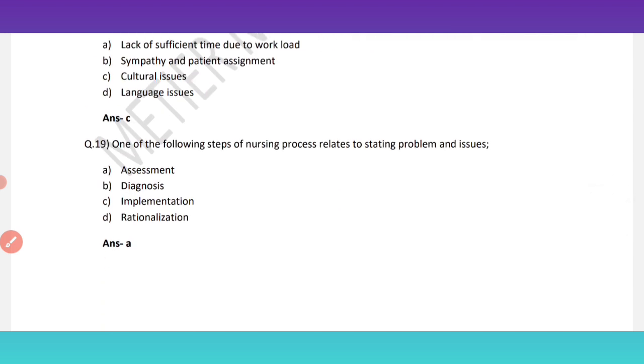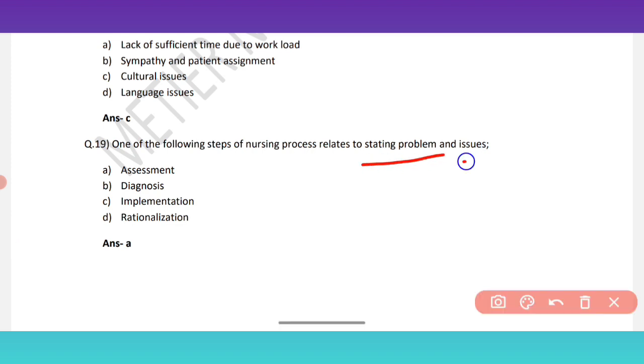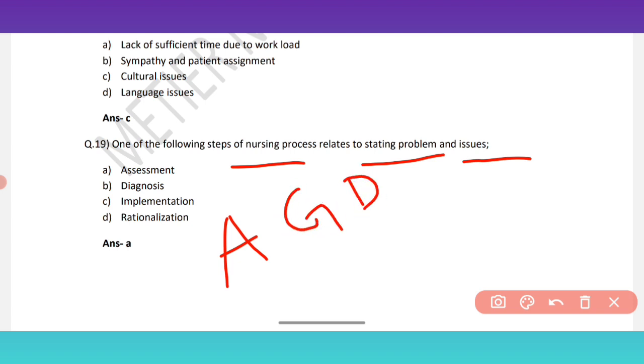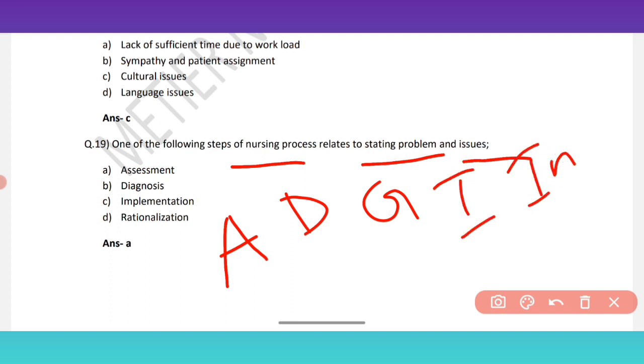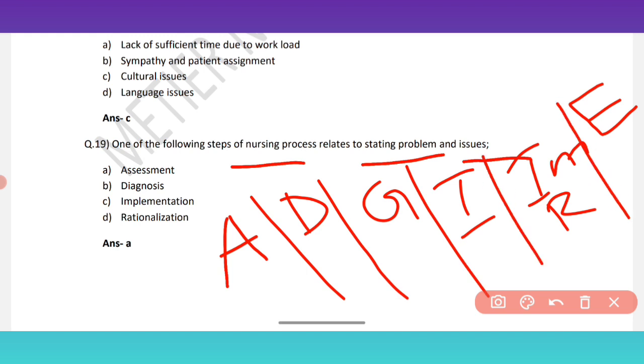Which of the following steps of the nursing process relates to stating problems and issues? Here the keyword is stating problems and issues. And the nursing process, what all the things will be there? Assessment, diagnosis, goal, intervention, implementation. Implementation we used to write with the rationale. And the last one is evaluation. This is how we will be writing our nursing process.